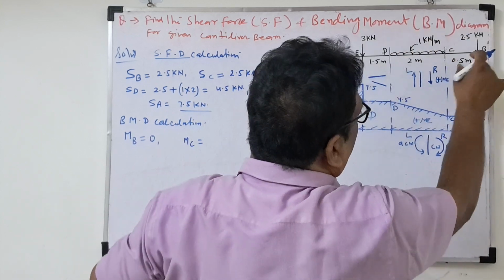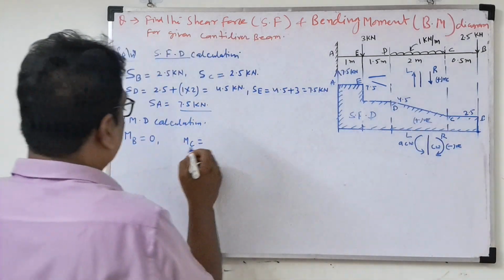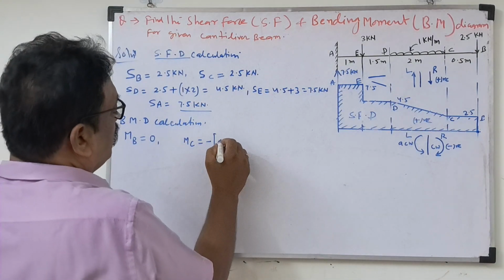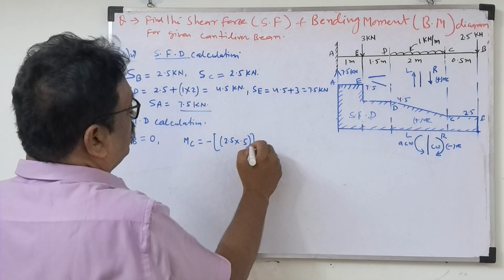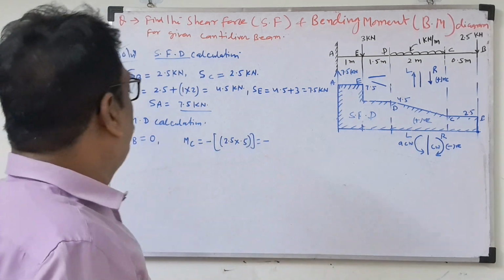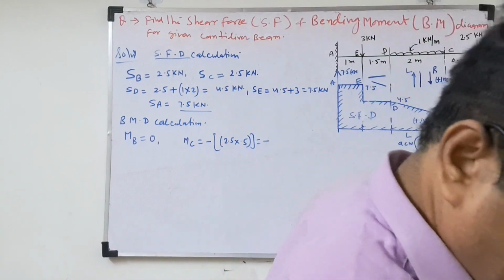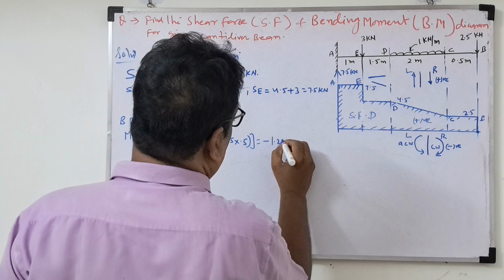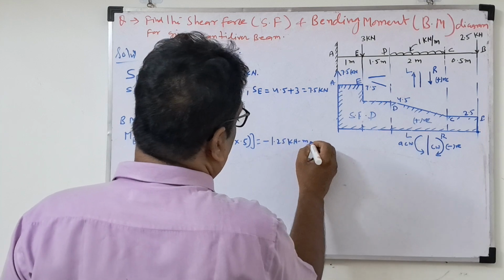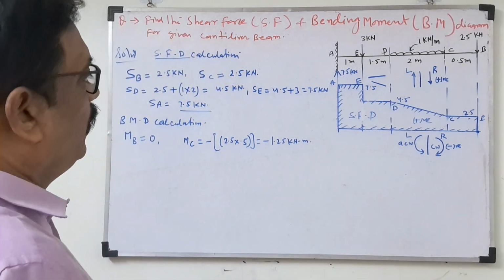So 2.5, force into perpendicular distance, so negative 2.5 into 0.5. This is the moment that will be there. How much? 2.5 into 0.5 will come 1.25 kilonewton meter. 1.25 kilonewton meter. This is the MC, moment about C.